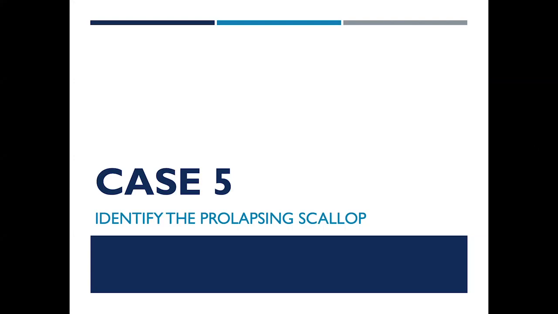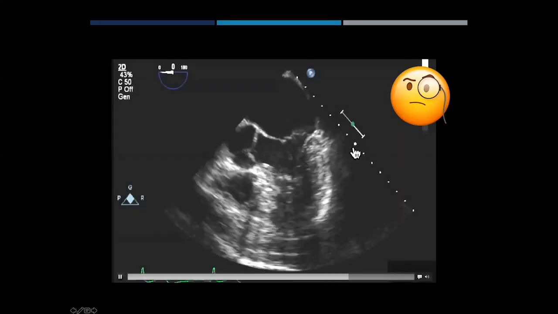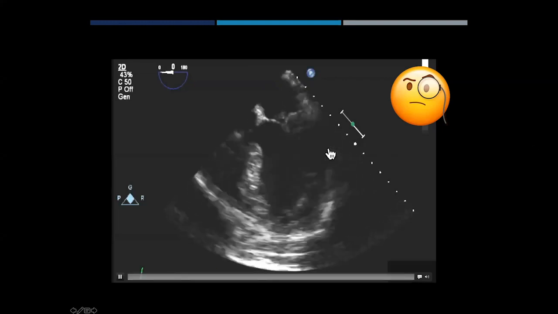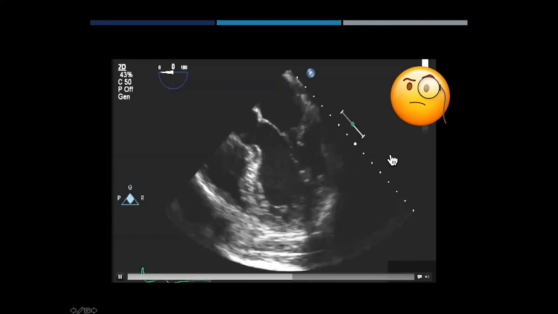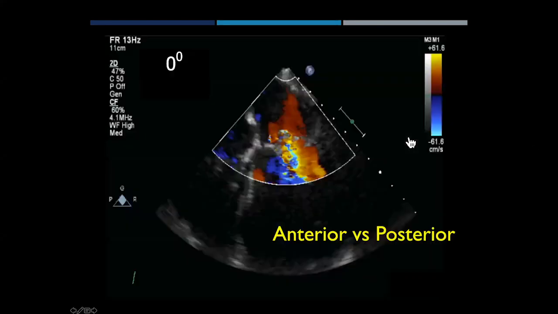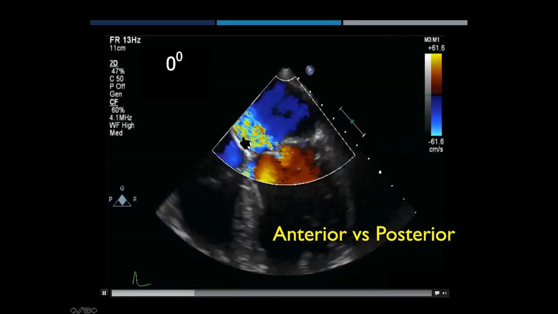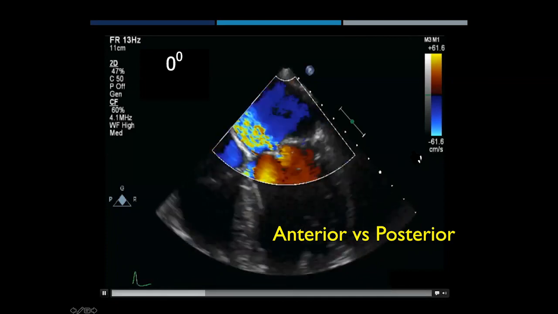So case 5, I think this is our final case. This is a mid-esophageal 4-chamber view. And you can appreciate here that the pathology again is in the posterior leaflet. There's also thickening of that posterior leaflet. Once again, the jet is anteriorly directed, which corresponds with the pathology being in the posterior leaflet.